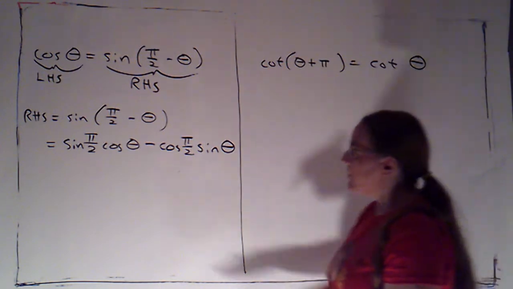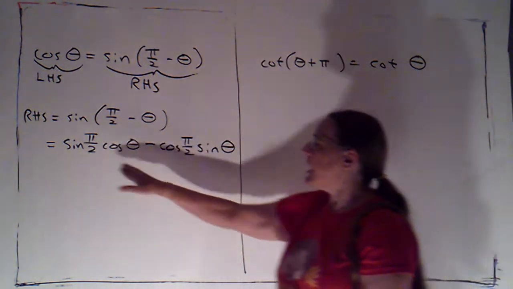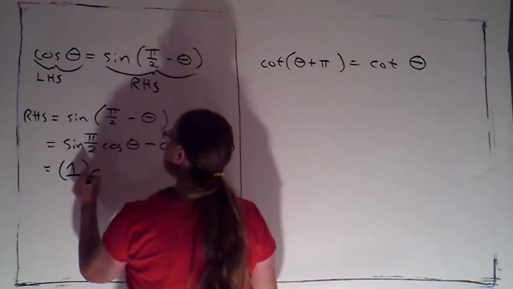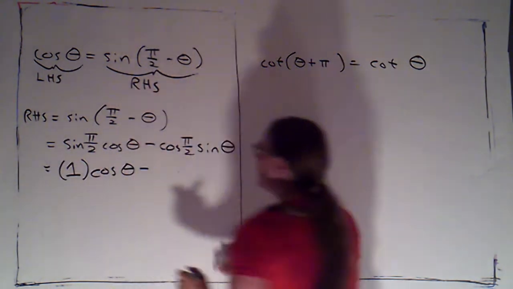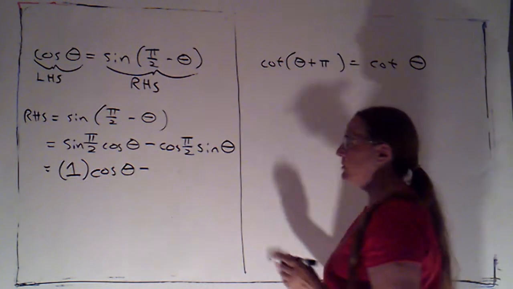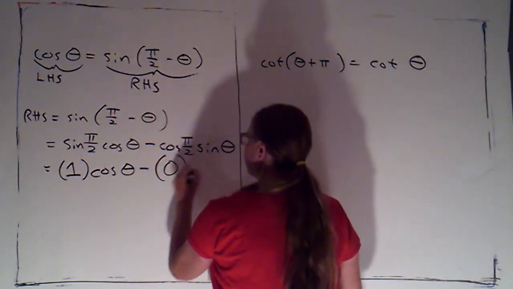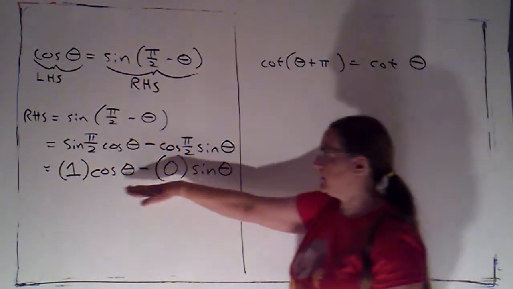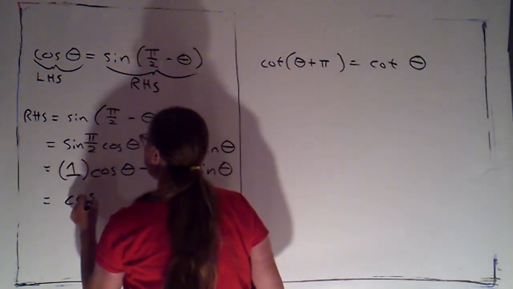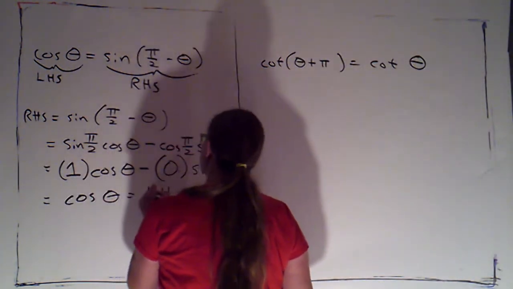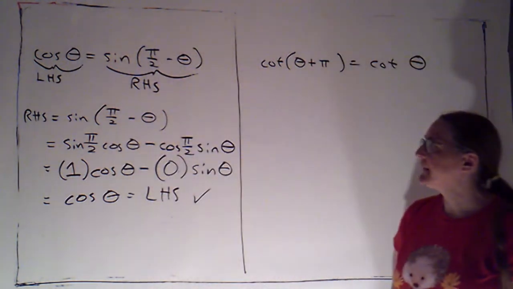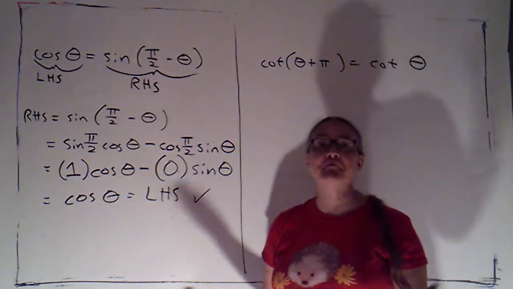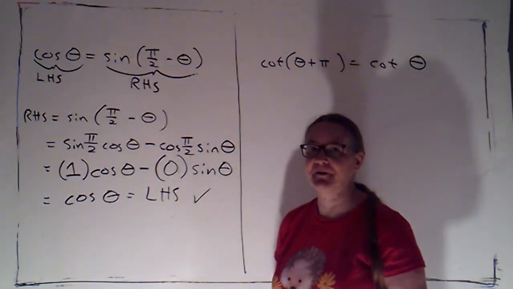Okay, now that's a very specific angle. I know that sine of pi over 2 is 1, so I'm getting 1 times cosine of theta, minus cosine of pi over 2, well that's 0, so I'm getting 0 times sine theta. That kills off this term. I'm getting 1 copy of cosine theta. I'm getting cosine of theta, which is the left-hand side. So there we were able to prove this identity, and the other 5 cofunction identities are very, very similar.